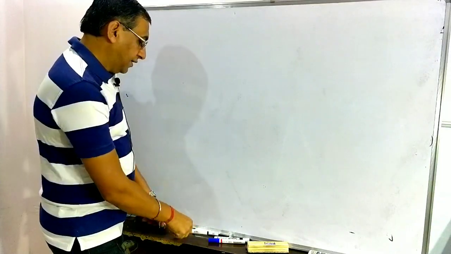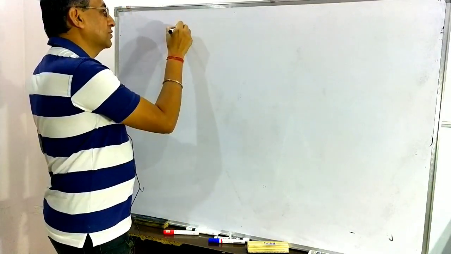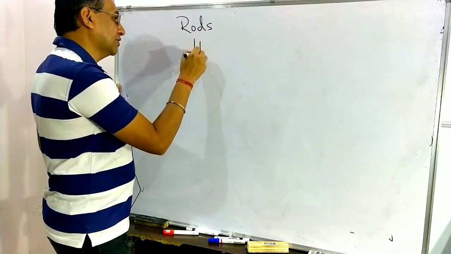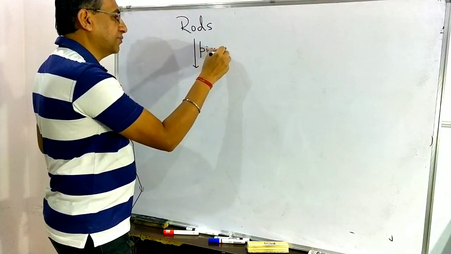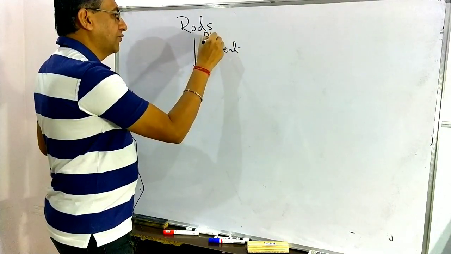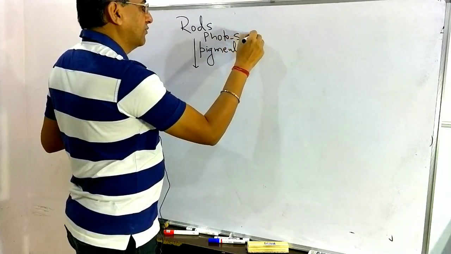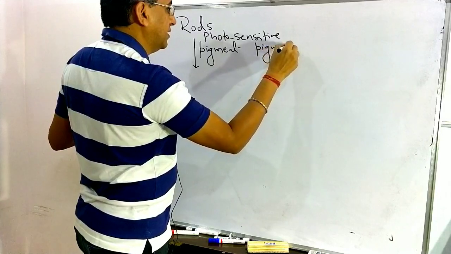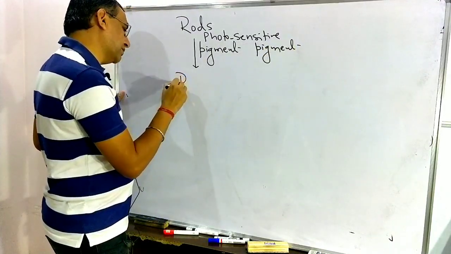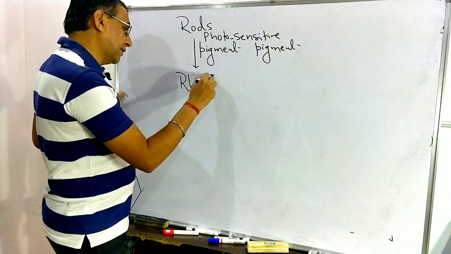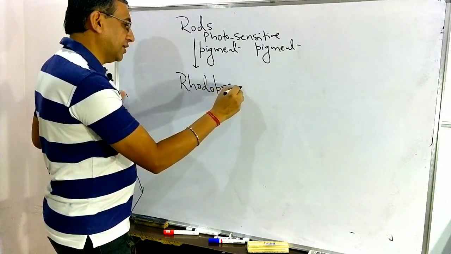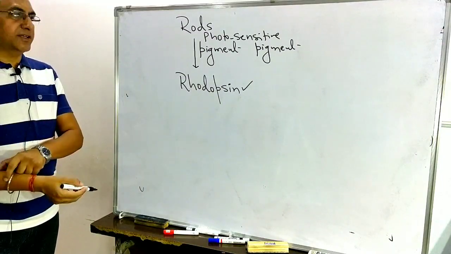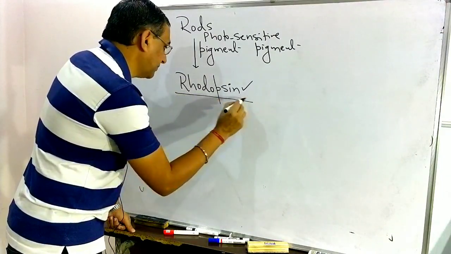Now see, in the cytoplasm of rods, a specific photosensitive pigment is present. This photosensitive pigment is known as rhodopsin.